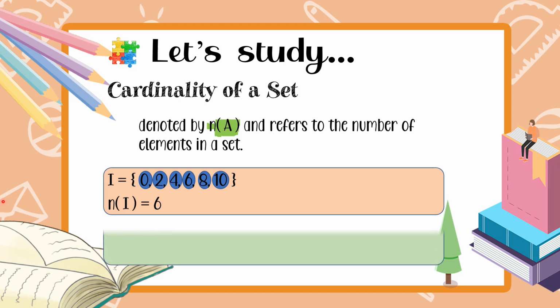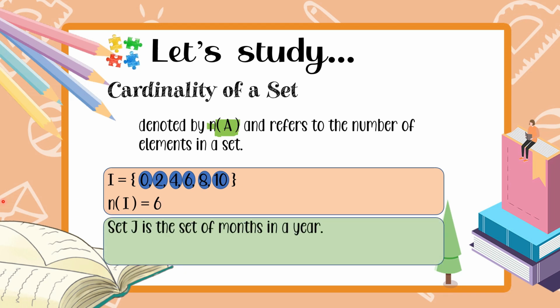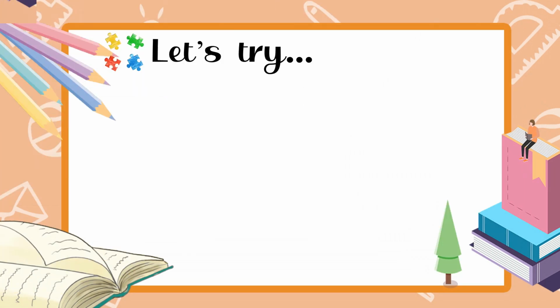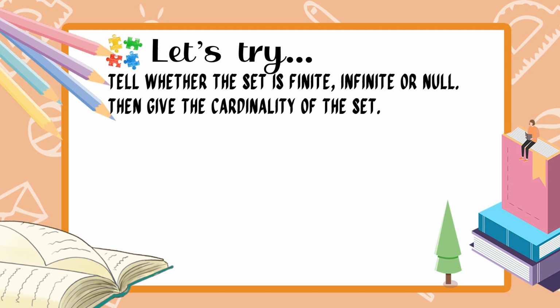Let's have another example. We have set J is the set of months in a year. So, ilan ba ang months ng isang taon? Tama, there are only 12 months. So, therefore, the cardinality of set J is 12. Let us try this one. Tell whether the set is finite, infinite, or null. Then give the cardinality of the set.